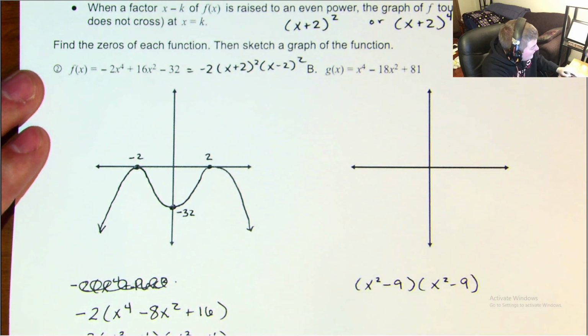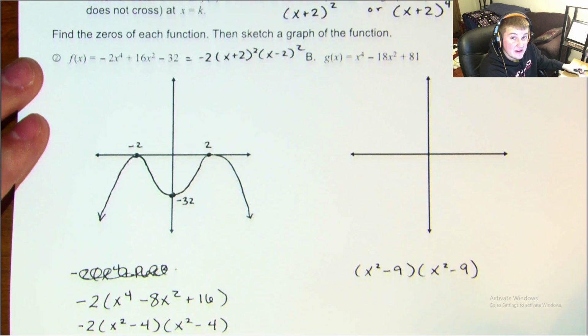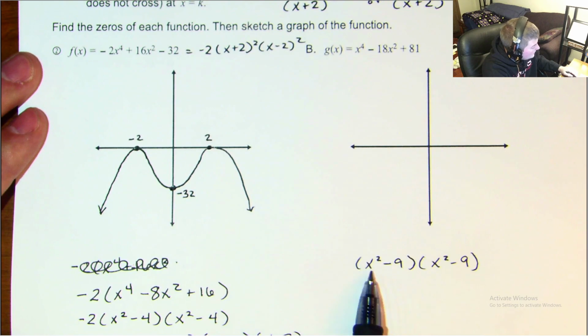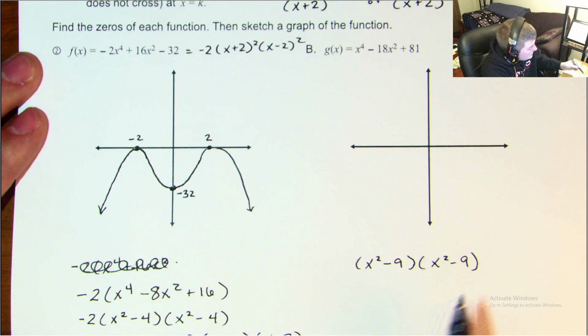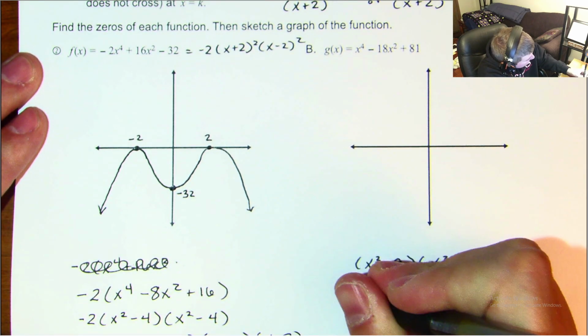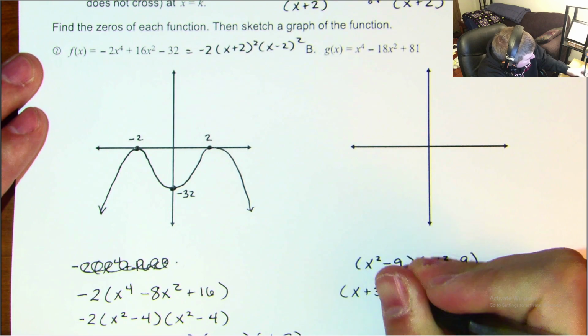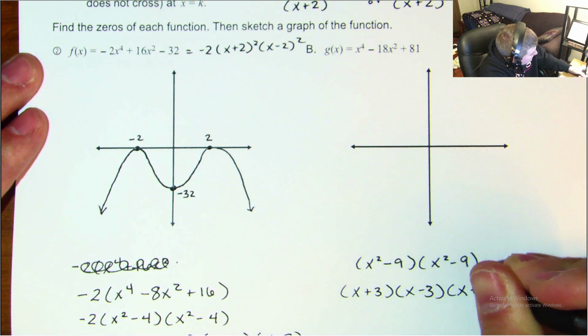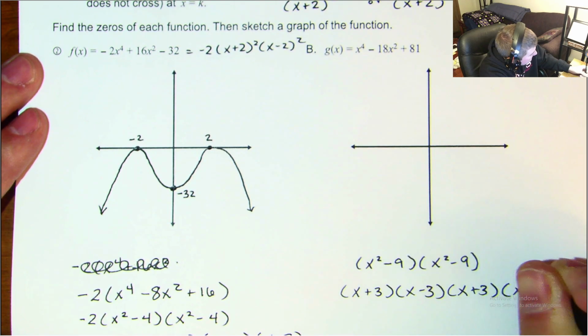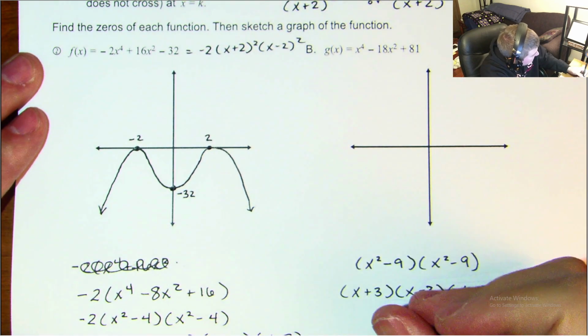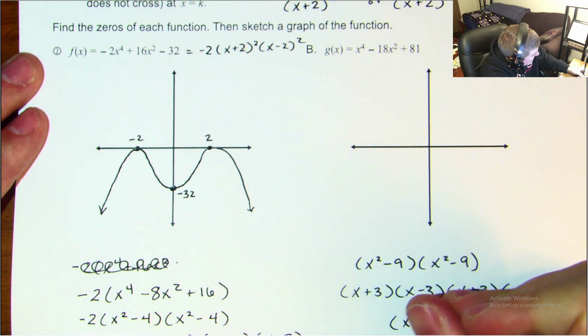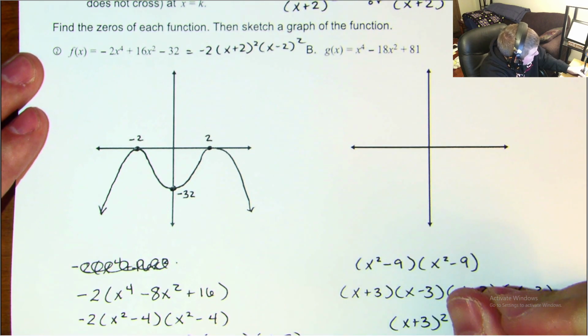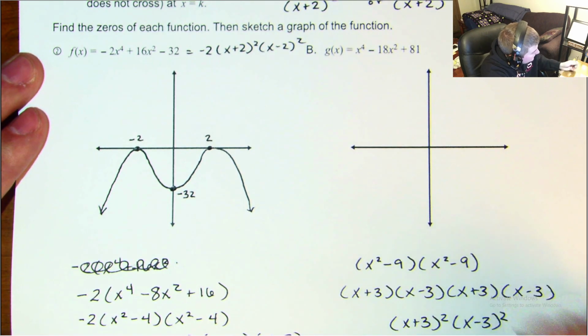Okay. Then I'm looking at each of these and I know that these can be factored because this is a perfect square and this is a perfect square and I'm subtracting. This is a difference of squares. So it's going to factor into x plus 3 times x minus 3. This is going to factor into x plus 3 times x minus 3. Okay, meaning this factors into x plus 3 squared times x minus 3 squared.